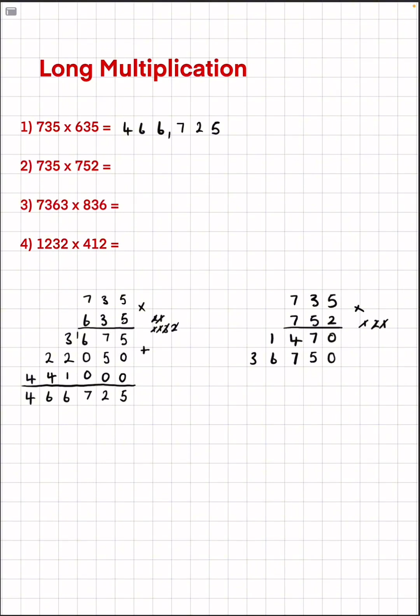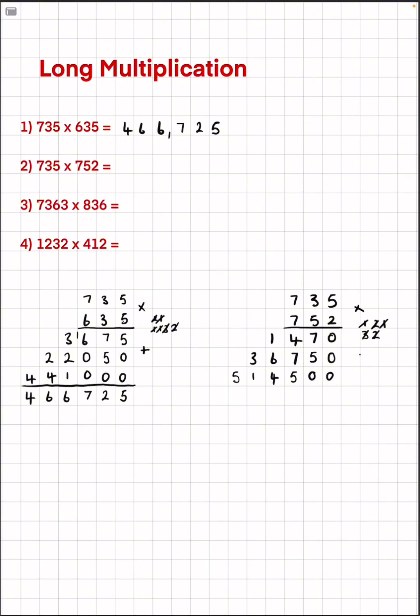Now, instead of doing 700 multiplied by 5, we're going to put the 2 zeros down and do 7 times 5, which is 35. We put the 5 down and carry the 3. 7 times 3, which is 21. Add 3 is 24. We're going to put the 4 down and carry the 2. 7 times 7 is 49. Add 2 is 51.